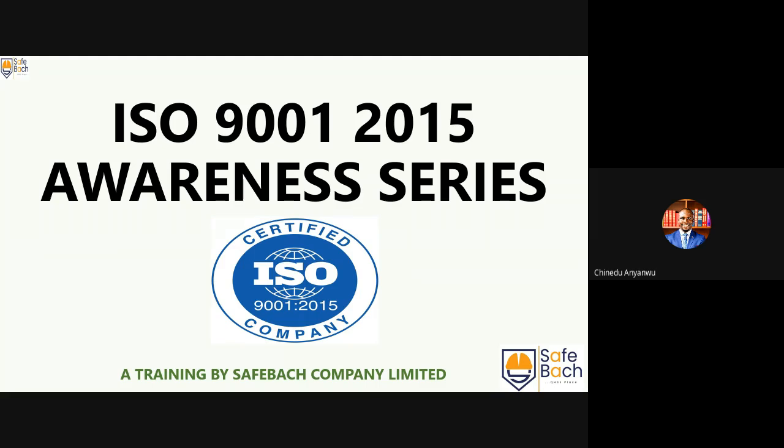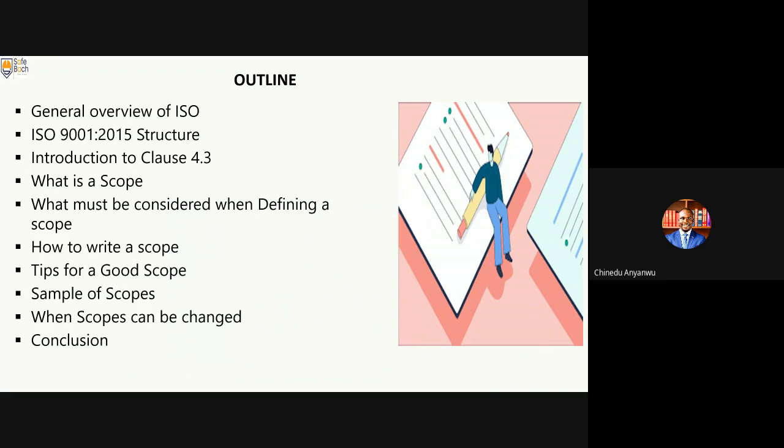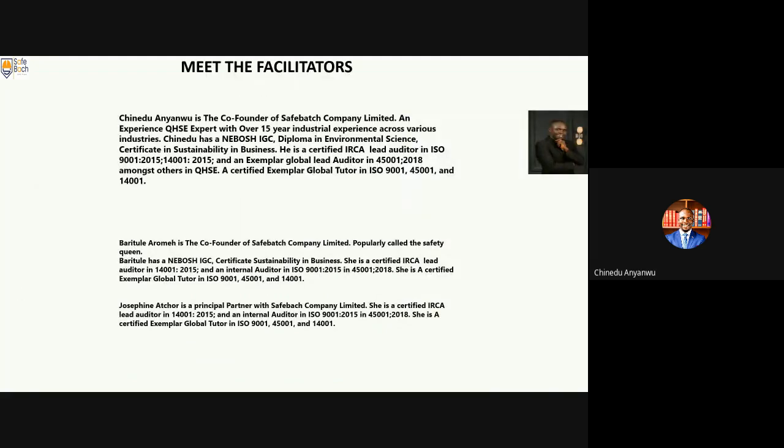Today, we'll be looking at the very important topic of clause 4.3, which is determining the scope of the quality management system. A lot of people do not understand how to determine the scope of the quality management system, and so that is what we're going to be taking our time to explain today. These are what we're going to be looking at on this course. We're going to look at the general overview of ISO, the structure, then we're going to define scope, discuss the tips for a good scope, and then talk about how to audit the scope of the quality management system.